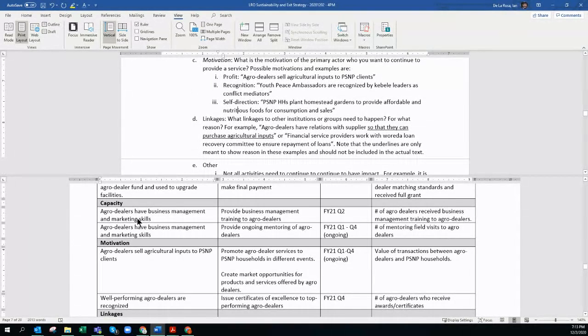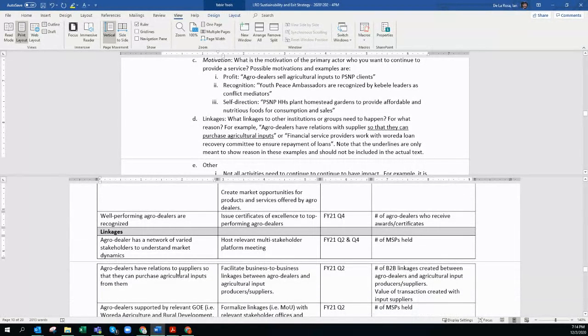All right, for linkages, I want you to think about what the linkage is and what you see as the outcome of that linkage. So here we have what linkages to other institutional groups need to happen, and for what reason. For example, agri-dealers have relations with suppliers so they can purchase agricultural inputs, or financial service providers work with loan recovery funds to ensure repayment of loans.